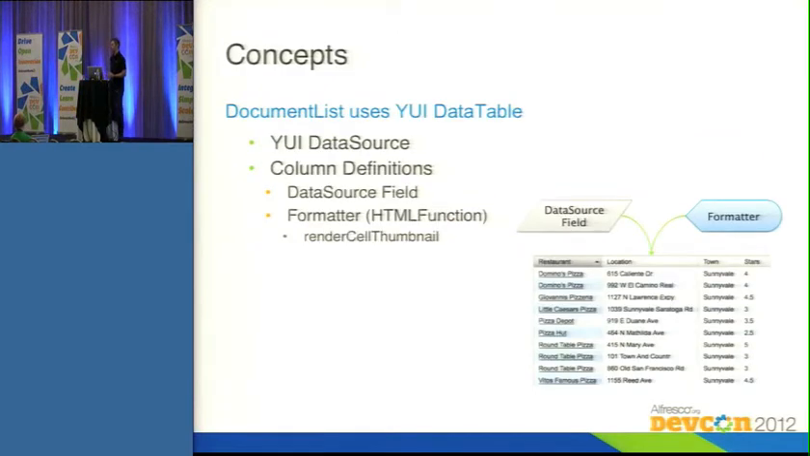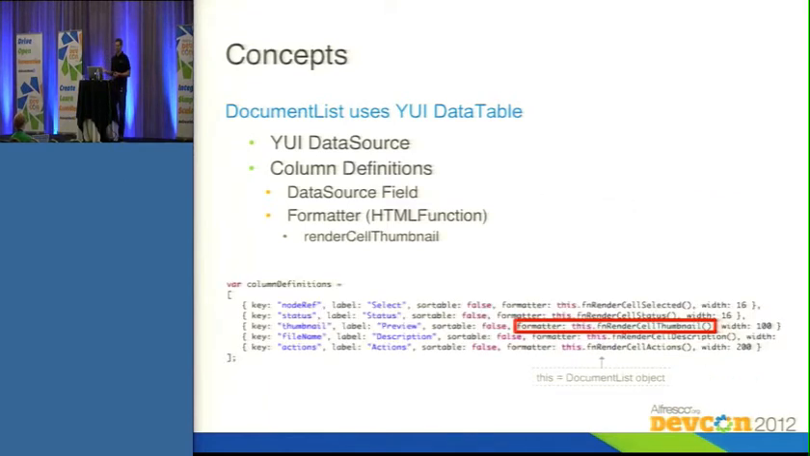And that document list uses a YUI data table, and YUI data tables use a data source. In our case, that's going to be information sent from the repository tier. Data tables contain column definitions that, among other things, indicate the data source field that we're talking about for a particular column, and a formatter method that's going to dictate how we want to display that data. An example of that is the render cell thumbnail method, but there are several of them.